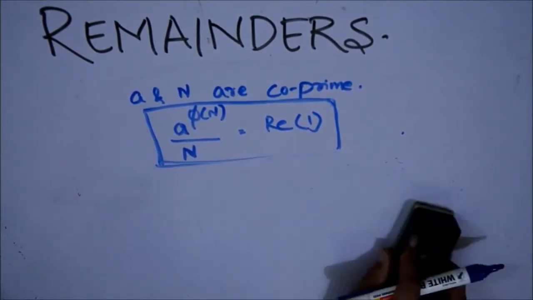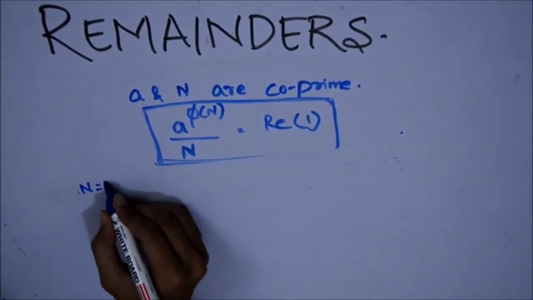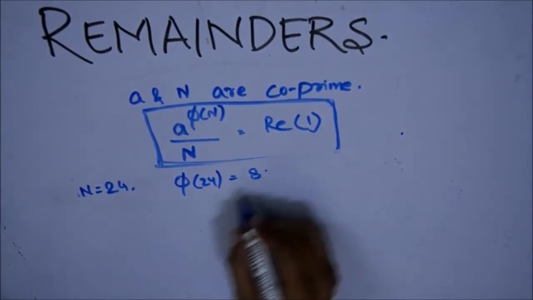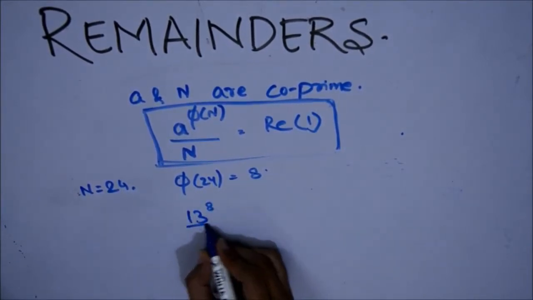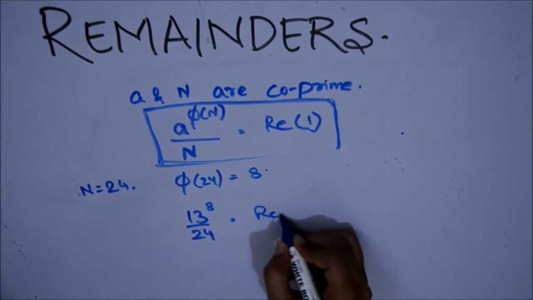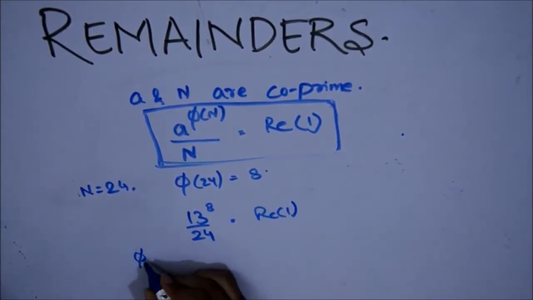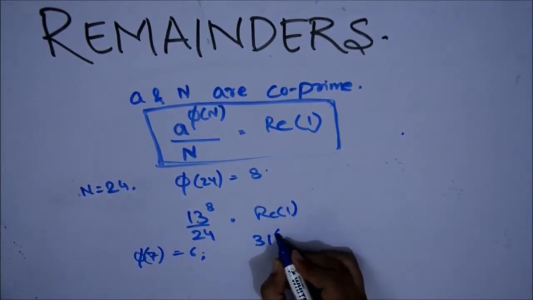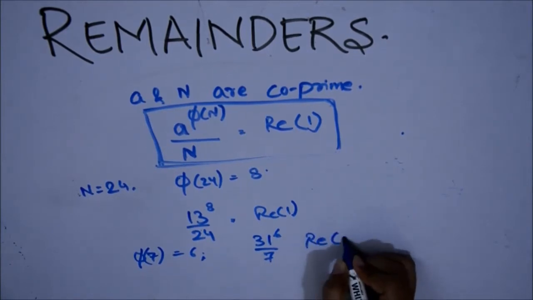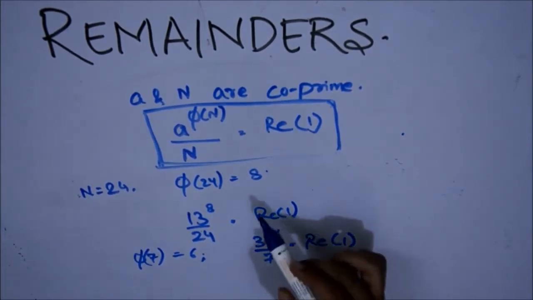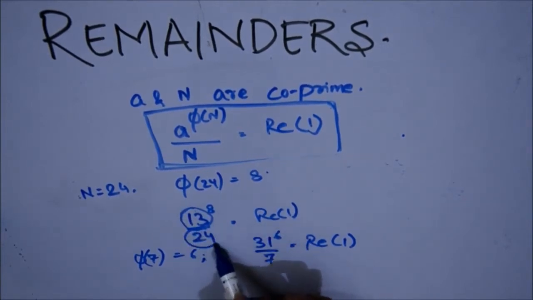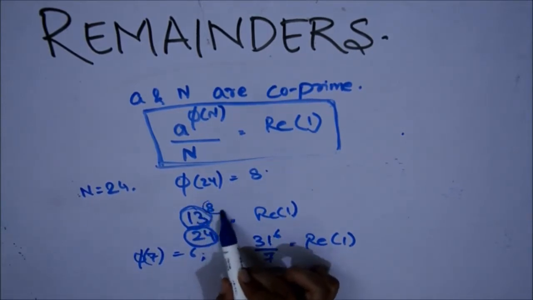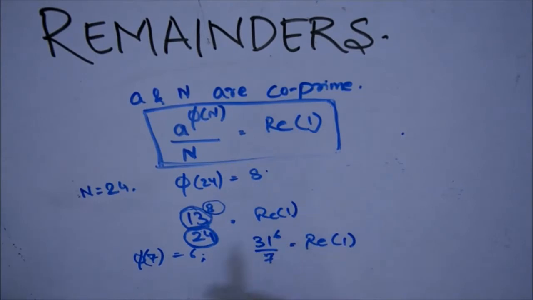Let's take another example. If n is equal to 24, phi of 24 is equal to 8. So any number co-prime to 24, say 13 to the power 8 when divided by 24, will give you a remainder of 1. If n is 7, then phi of 7 is equal to 6. Therefore, any number, say 31 to the power 6 when divided by 7, will give you a remainder of 1. The important thing is that both of these numbers should be co-prime to each other, and then a to the power phi of n when divided by n will give you a remainder of 1.